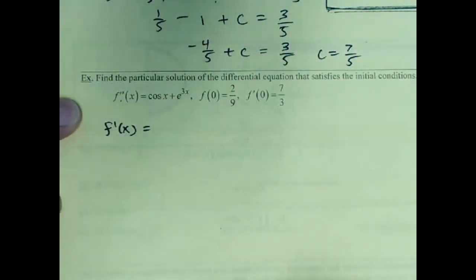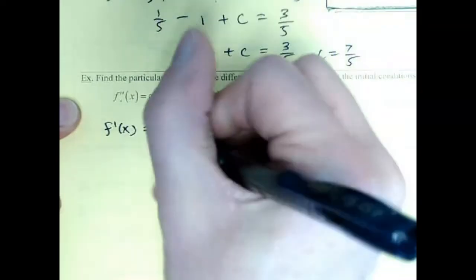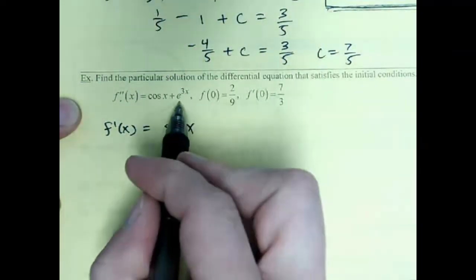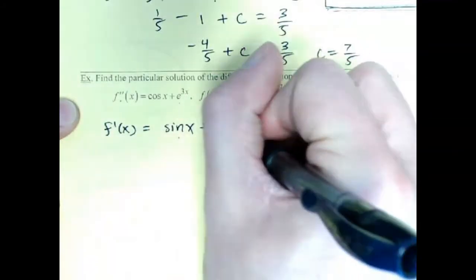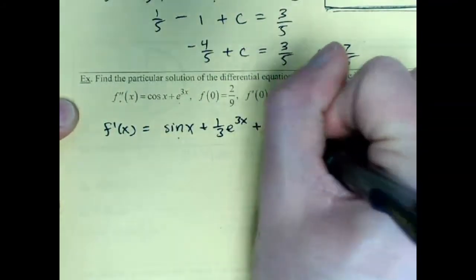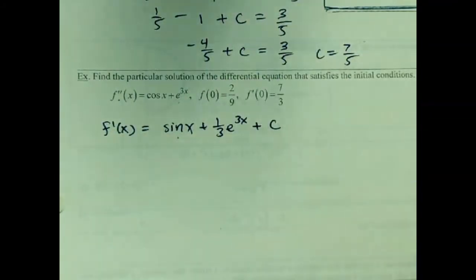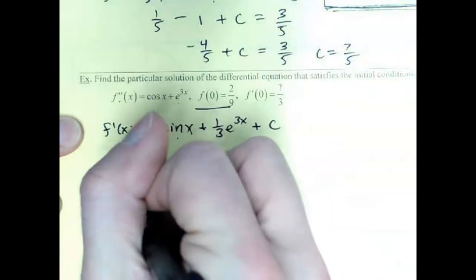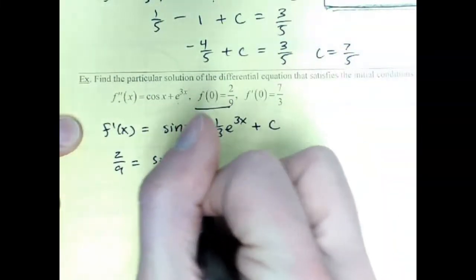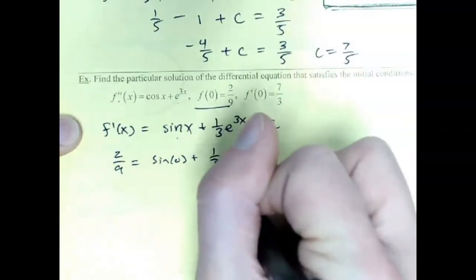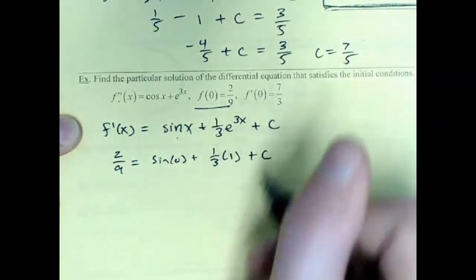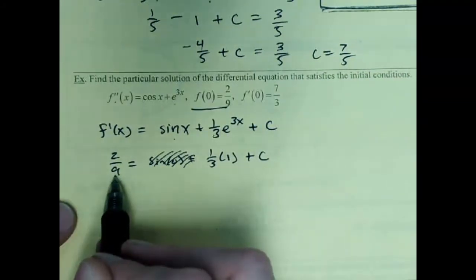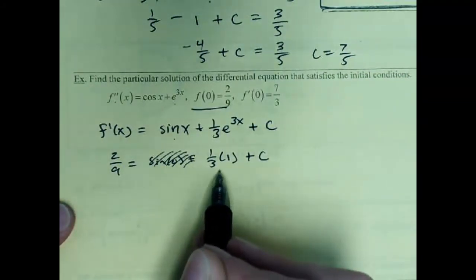Right? So integrating once. The integration of cosine is sine. Remember, the derivative of sine is cosine, so that checks. The integration of this is going to kick out a 1/3 e to the 3x, plus c. Okay, so we've integrated once. Now let's use this condition. So I'm going to set it equal to 2/9. Sine of 0 was 0, plus 1/3 e to the 0 is 1. So that's nice, this piece actually is 0. So I have 2/9 is equal to 1/3.